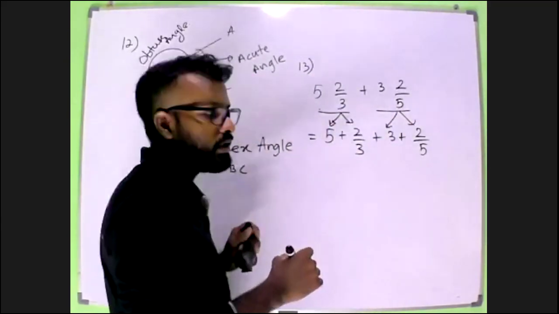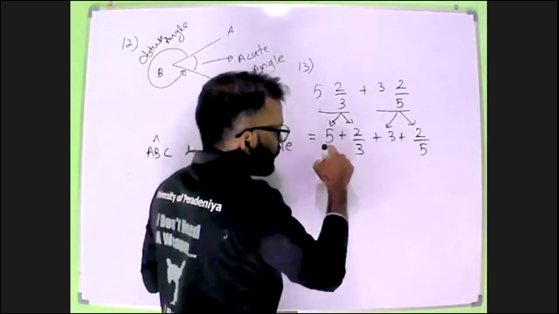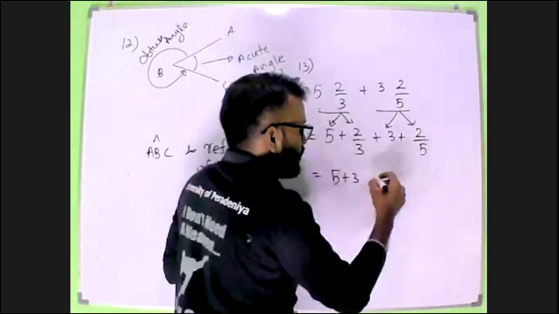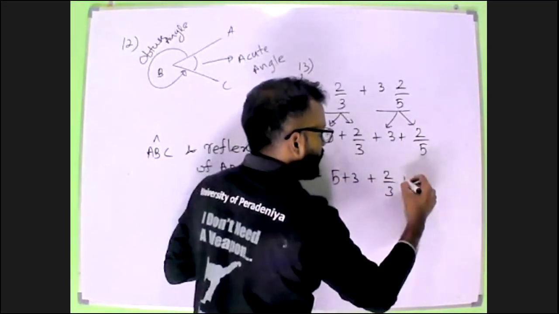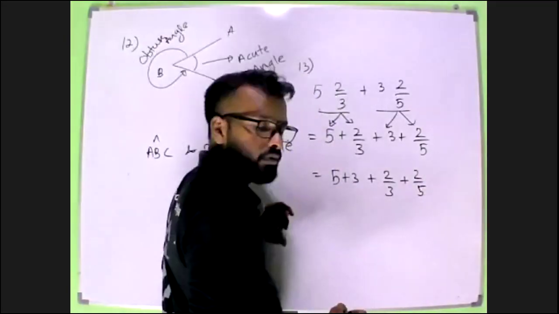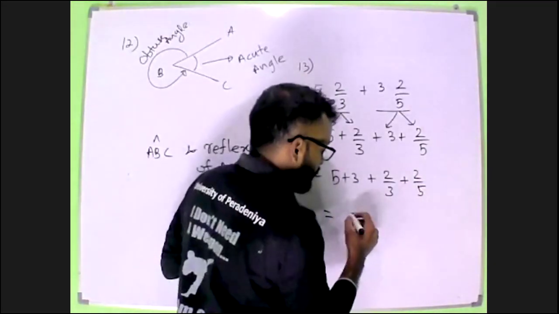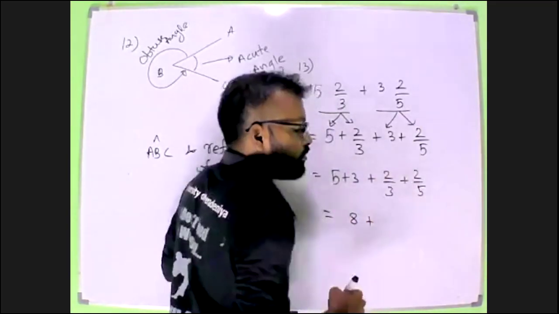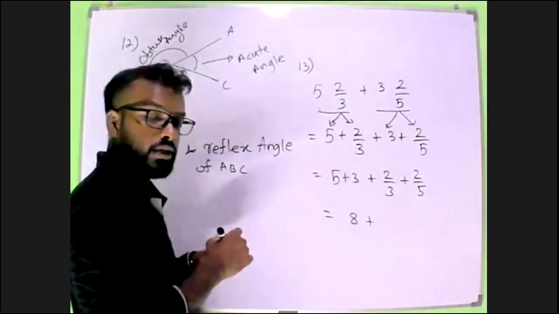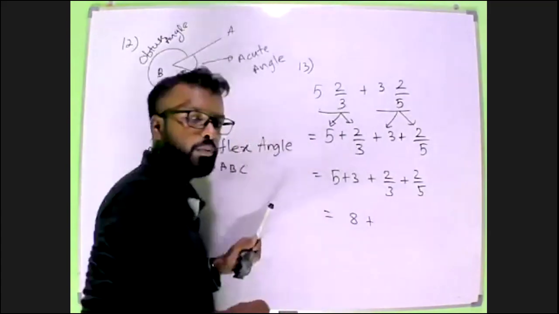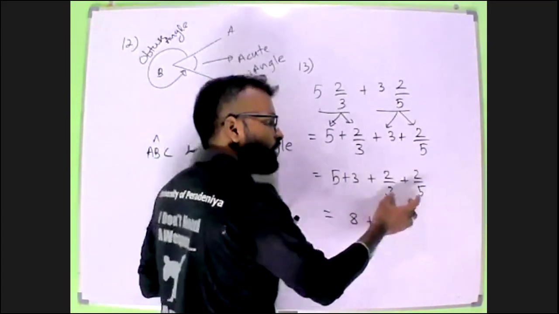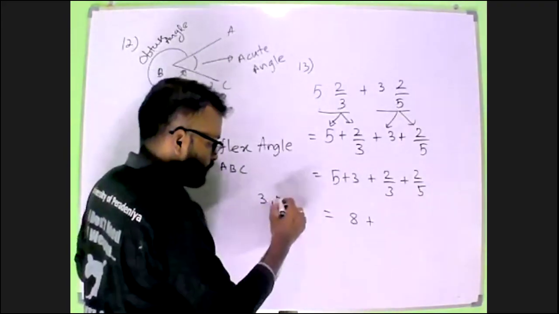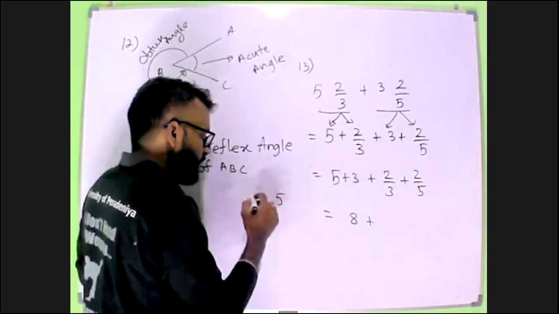Very easy. So whole number parts 5 plus 3, then fractional parts 2 upon 3 plus 2 upon 5. 5 plus 3 equals 8. Then 2 upon 3 plus 2 upon 5. You need to make sure that you have equal denominators, because 3 and 5 are different denominators. So you need to find the LCM of 3 and 5. How do you find the LCM of 3 and 5?